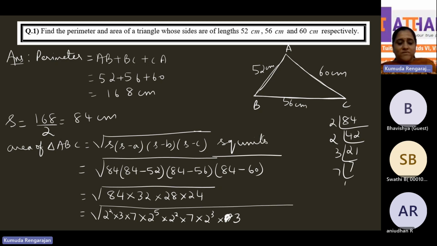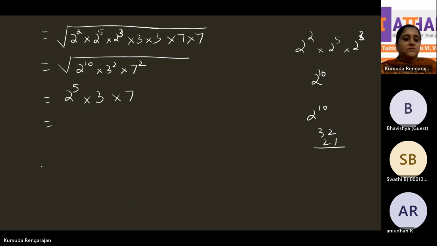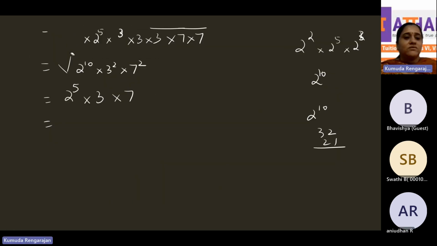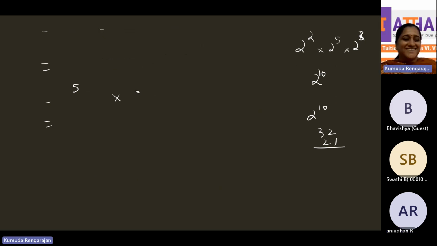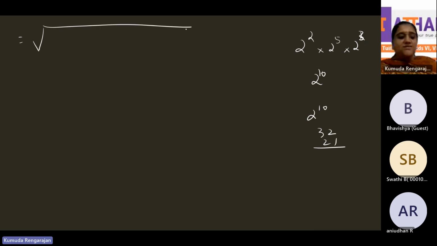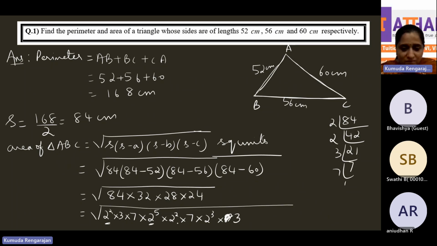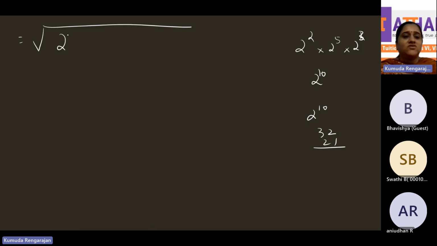See here, 2 square, 2 to the power 5, 2 square and 2 cube. Yes, ma'am. Yeah, I'll write it again. Sorry, I didn't write it carefully. See here, children, there is 2 square, 2 to the power 5, 2 square and 2 cubed. I missed it. So when you add the powers, what do you get? 2 plus 5, 7. 7 plus 2, 9. 9 plus 3, 12. 2 to the power 12. I'm writing it straight away.